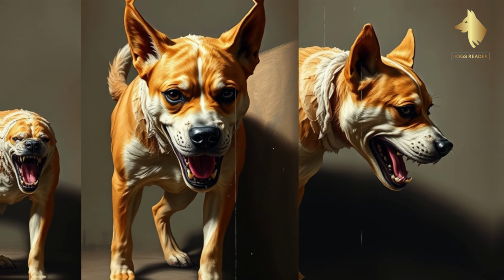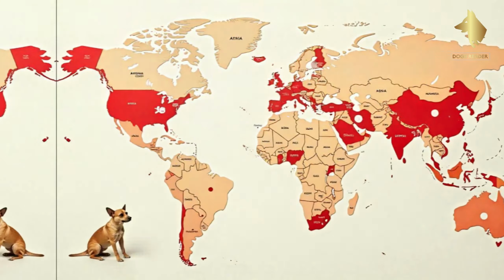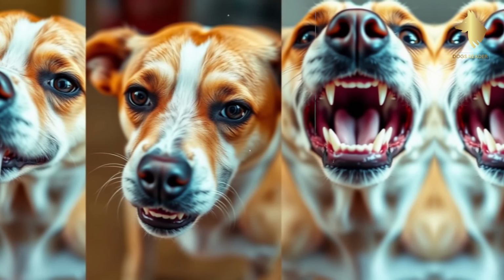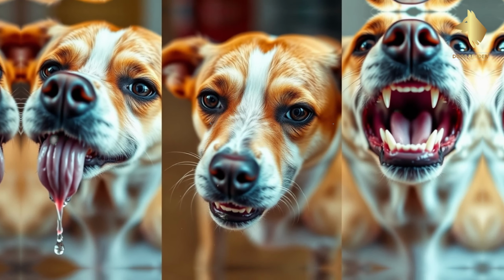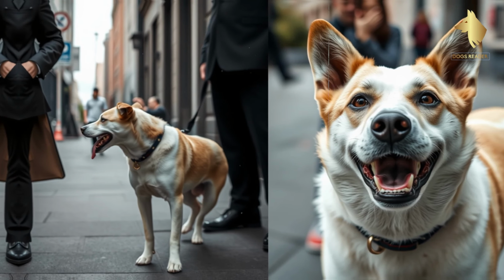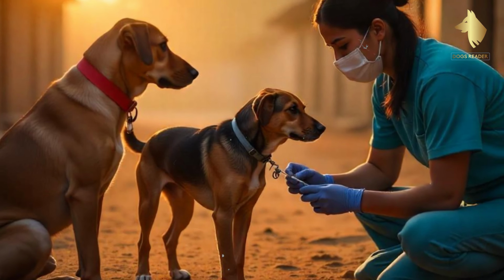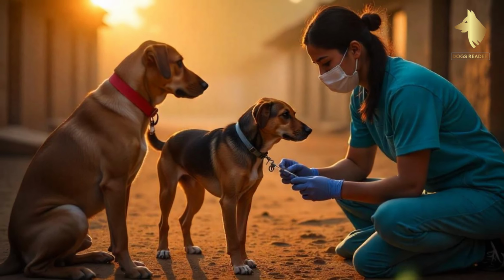Rabies is a deadly viral disease that poses a threat not only to dogs, but also to humans worldwide. In this video, we'll break down what rabies is, its impact across the globe, and, most importantly, how you can protect your furry friend. Let's get started.